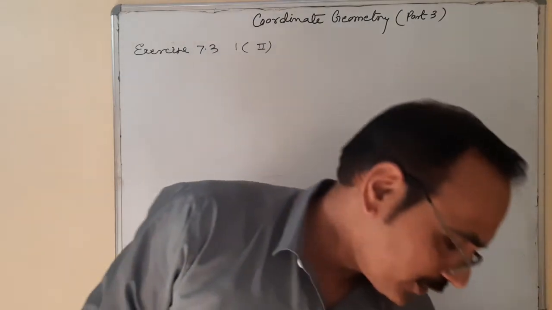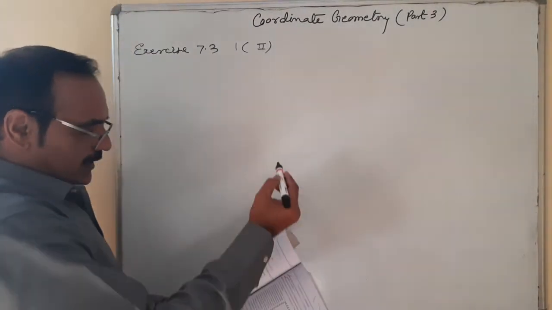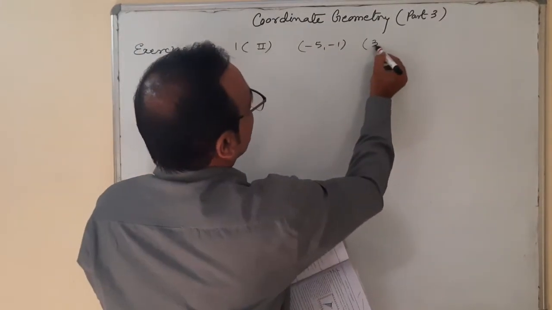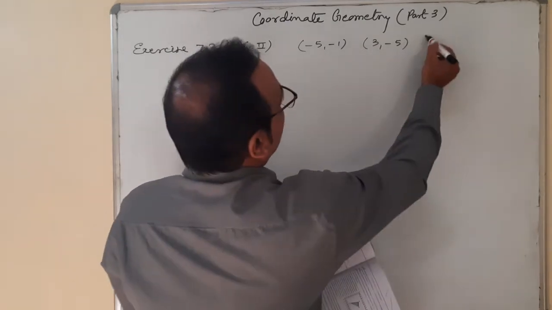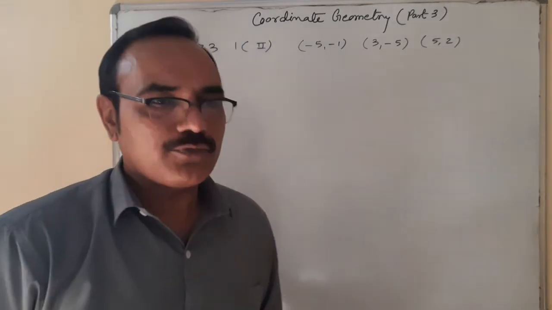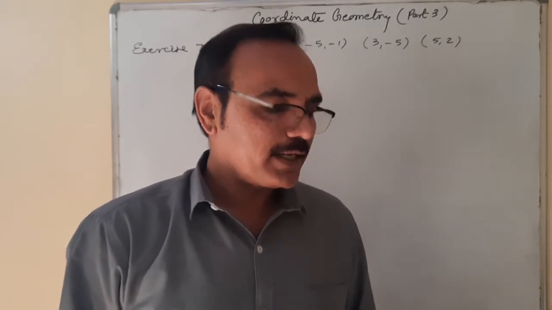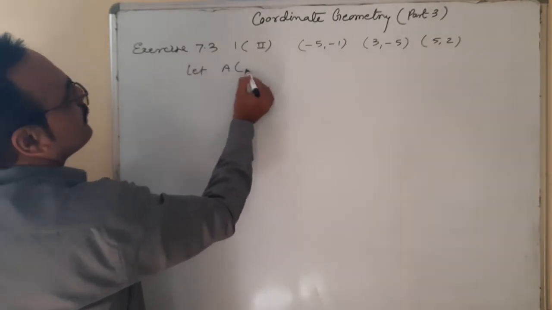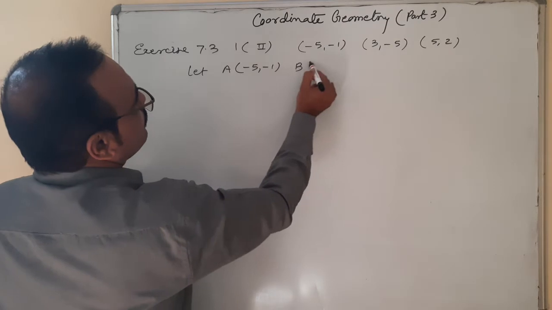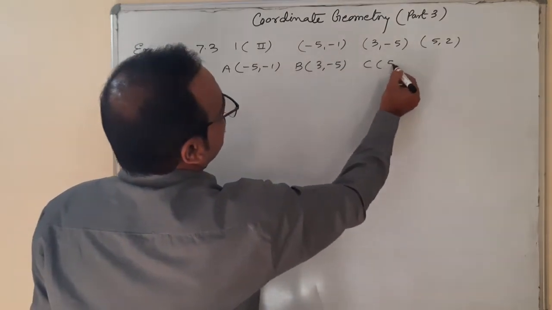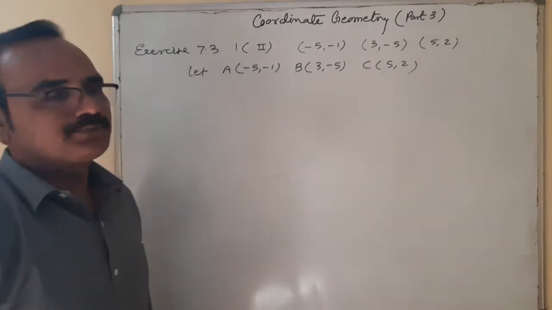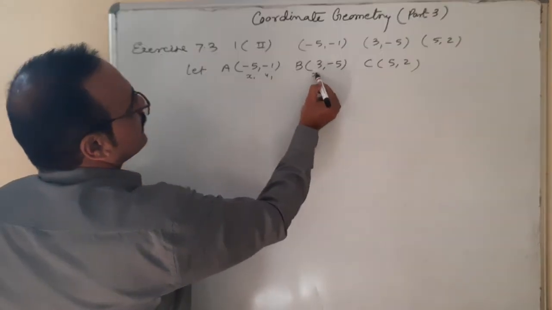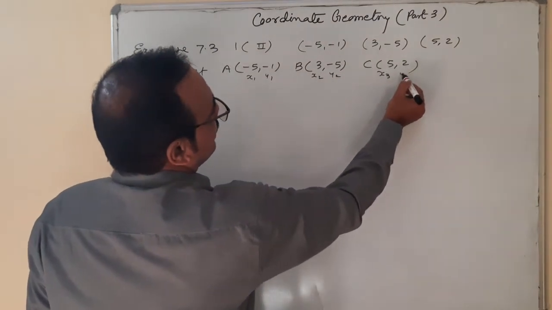Okay, we are going to find the area of a triangle. Points are given: (-5, -1), (3, -5) and (5, 2), and we are going to find the area of the triangle. It is given to find the area of the triangle whose vertices are these. These are the vertices. Okay. So let A be (-5, -1), B (3, -5), and C (5, 2). These are the vertices of a triangle. We are going to find the area. By the way, it is x1 y1, second is x2 y2, and this is x3 y3.